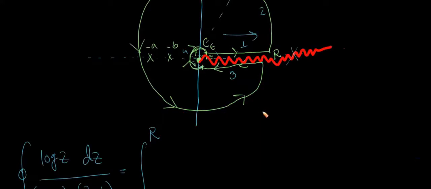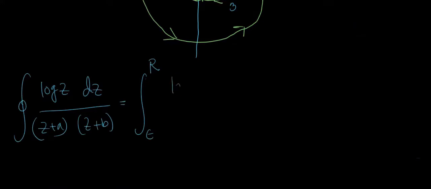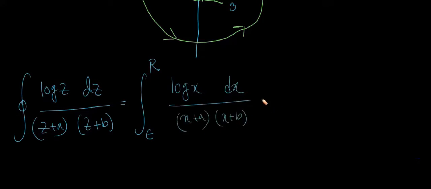In this direction, all the points in the complex plane that lie in this direction can be parameterized as z equals x, since there is no imaginary component. So we write log of x dx by x plus a, x plus b.